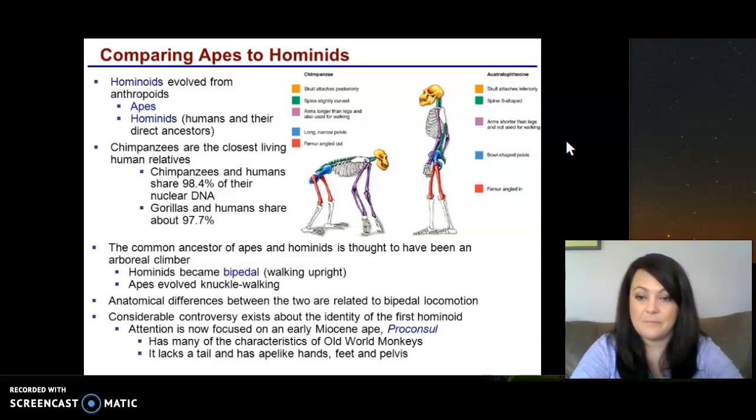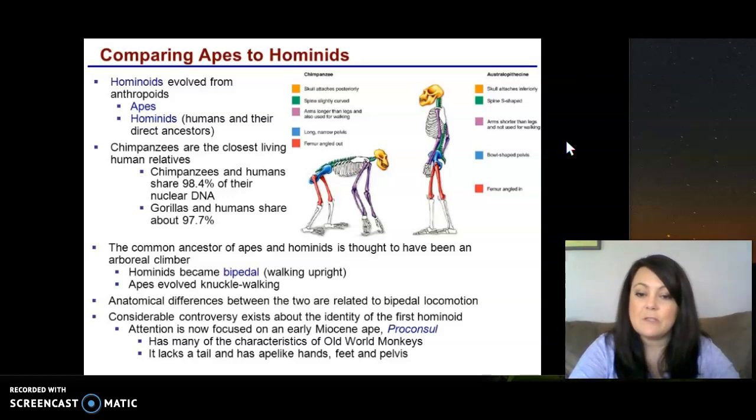97.7% of their DNA. Among human beings, only a very small fraction of 1% differentiates each of us from one another. Even though we're all humans, our DNA differs a little bit. The common ancestor of apes and hominids is thought to have been an arboreal climber, something that climbed through the trees. Hominids became bipedal, and the apes evolved knuckle walking.